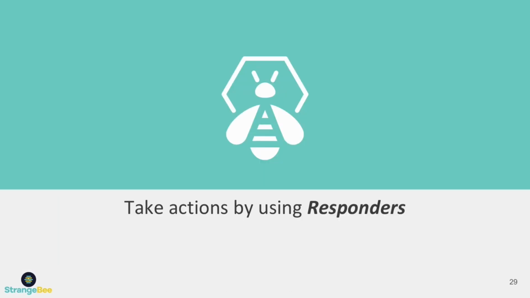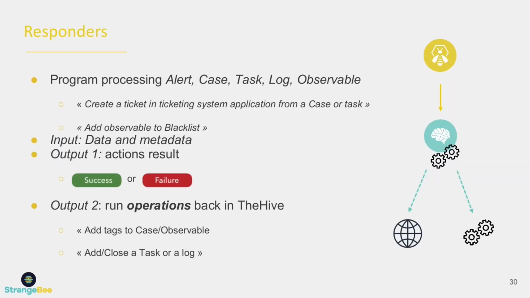Now let me show you how to use responders to run some active actions on your network or on third-party services to take actions during the investigations. A responder is basically a program that processes alerts, a case, a task, or a log, or an observable from TheHive. For example, you can imagine one responder that creates a ticket in a ticketing system application from a case or a task. Or you can also imagine a program that adds one observable to a blacklist. As input, a responder takes the data, so an alert, a case, a task, a log, or an observable, and some metadata.